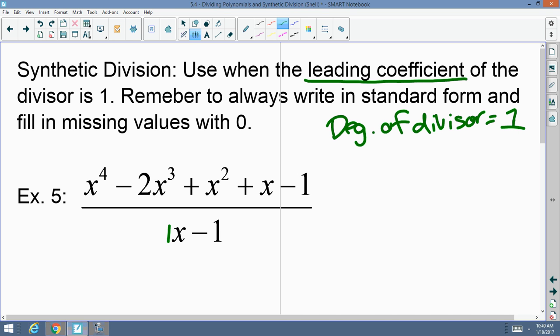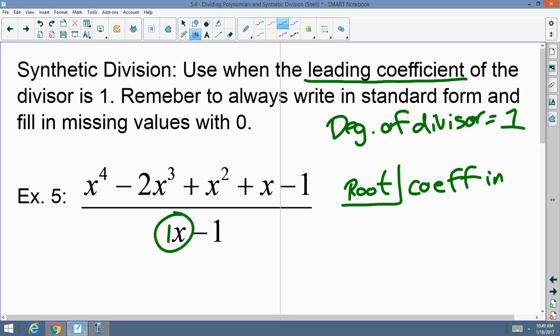So I can't have an x squared and use synthetic division. Doesn't work that way. I can only have an x. Not a 2x plus 5, not a negative 6x plus 7, but an x. x plus 4, x plus 15, x plus a half, x plus 9. I need the leading coefficient to be 1 and a degree of 1. Now, if you get the criteria, it's very simple. You're going to put a root here, and then you're going to put all of your coefficients in order.